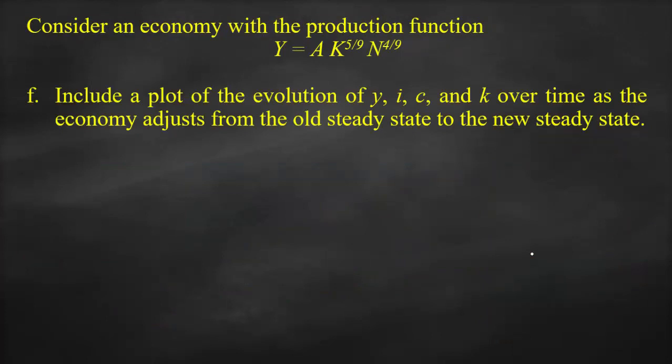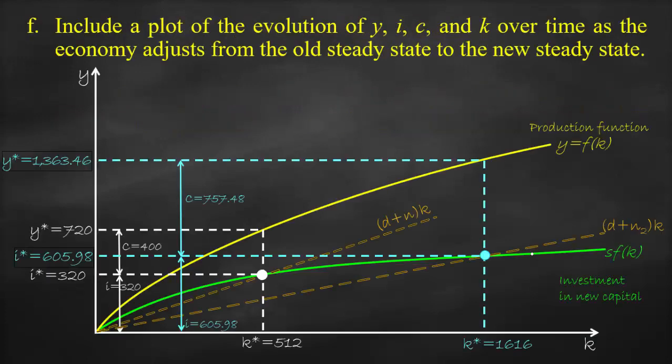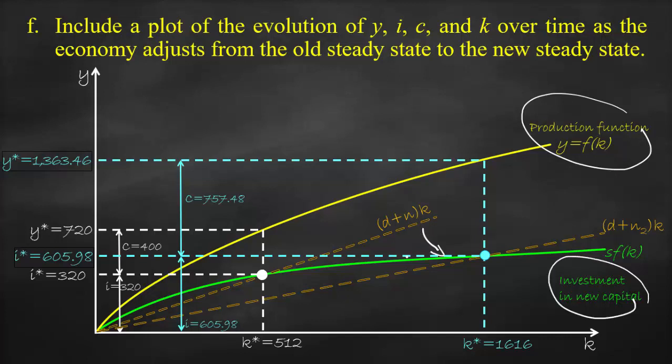Include a plot of the evolution of little y, little I, little c, little k, which is output per capita, investment per capita, consumption per capita, and capital per capita, over time as the economy adjusts from the old steady state to the new steady state. So let's look at the new production function graph. So here if you check here, we didn't change our production function. It didn't shift. We didn't shift our investment function. All we did is we shifted our maintenance cost to the right, downward. So what will happen?